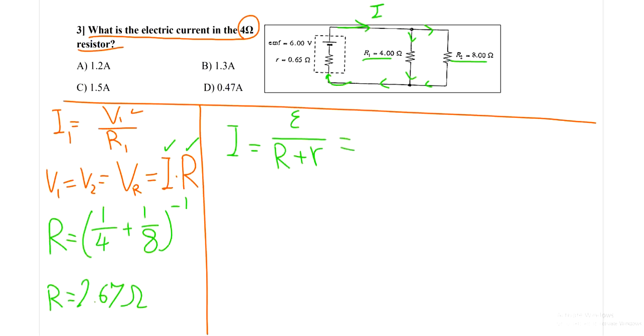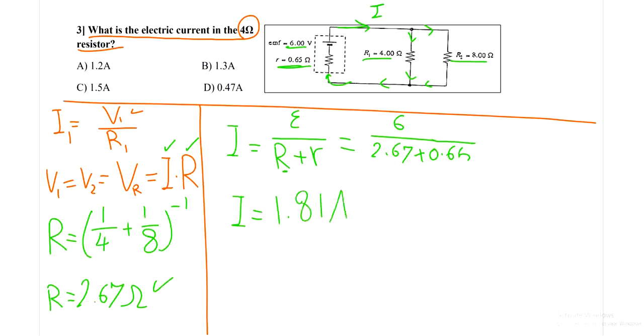What is the electromotive force? It is 6 volt divided by the load, we just found it is 2.67, plus r. How much is the small r, the internal resistance? It is 0.65. I put this in a calculator and I get the current. The total current is going to be 1.81 ampere.